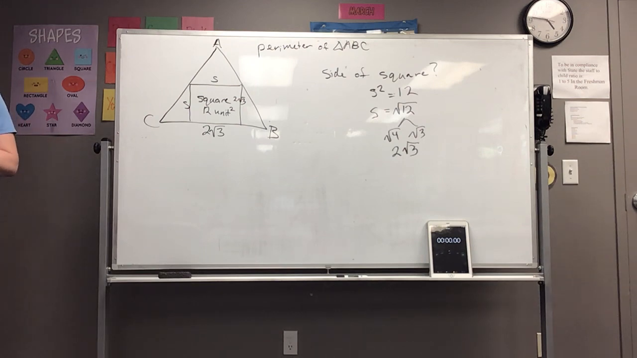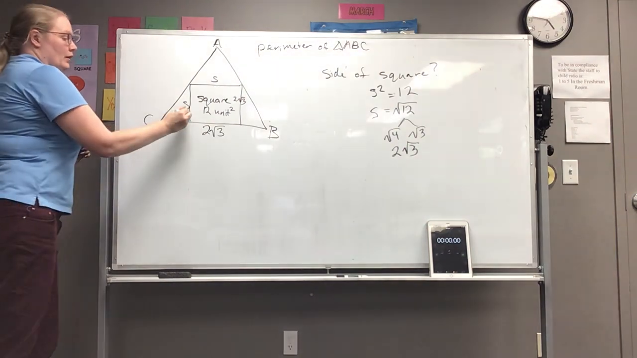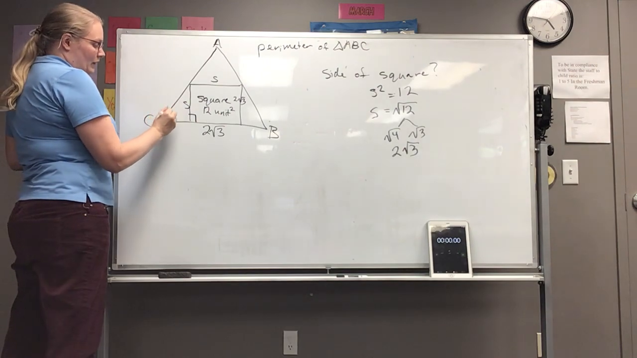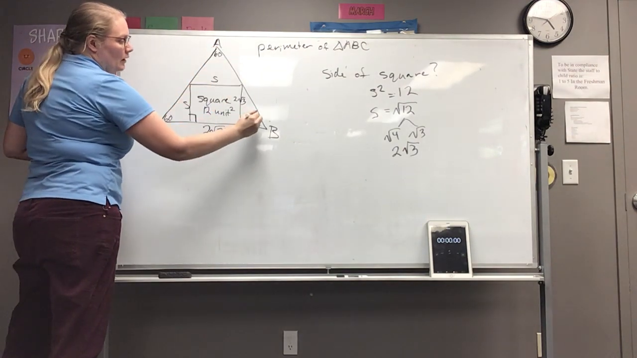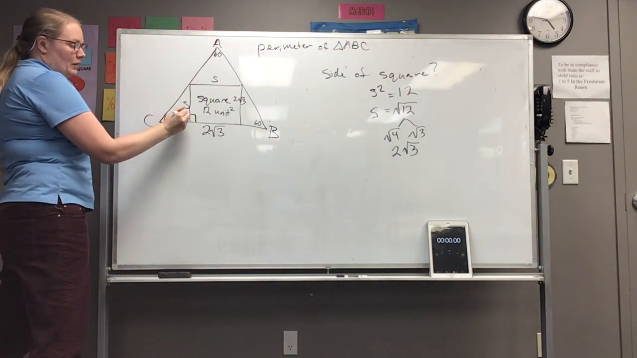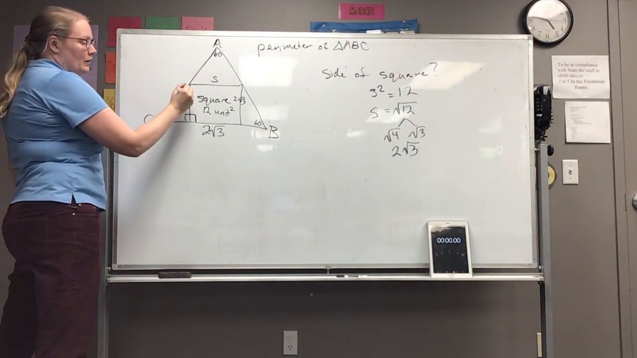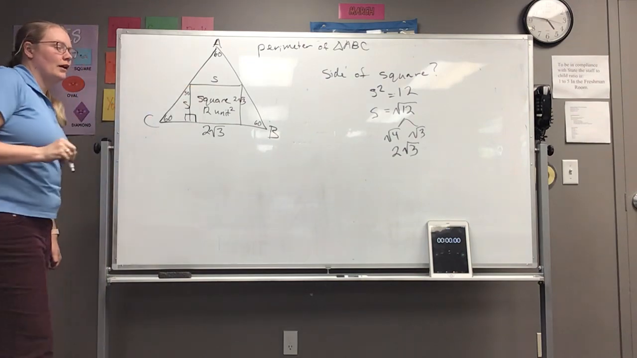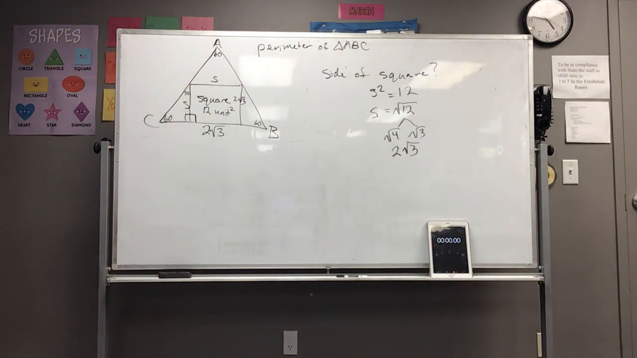Again, we were told that it was an equilateral triangle and the square was inscribed, or as you can see, touching the corners inside of it. With an equilateral triangle, it is going to be 60, 60, and 60 degrees. And because this being a right angle from the square, this is 30. And so it becomes a 30, 60, 90 triangle.